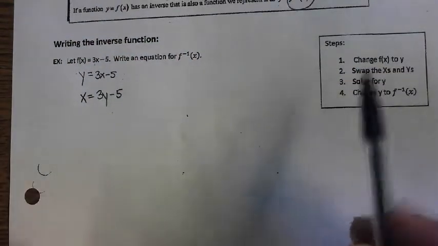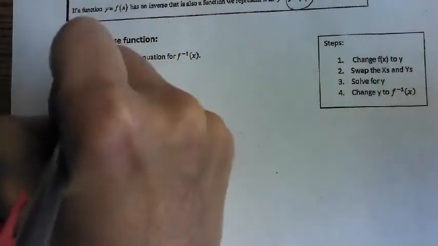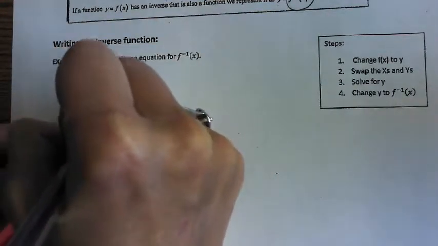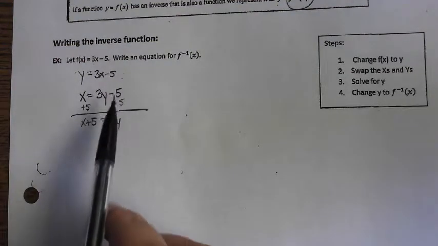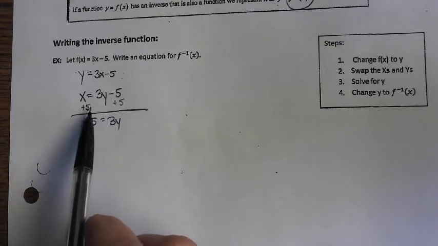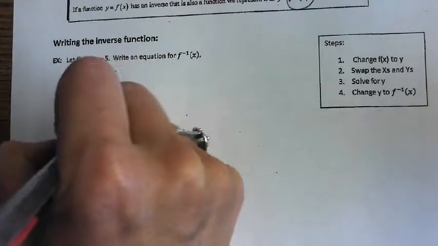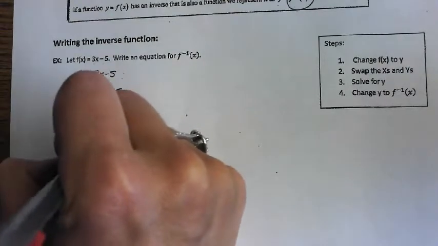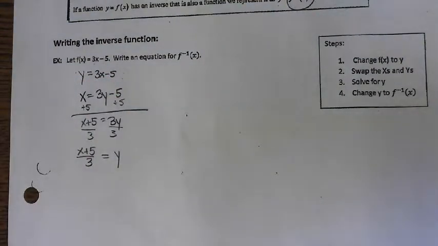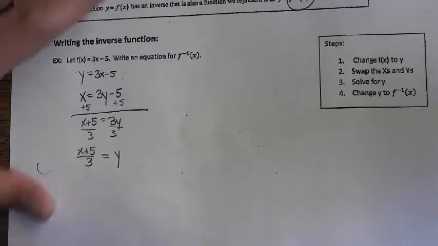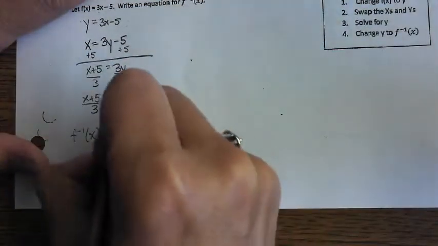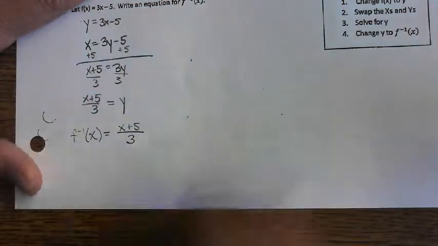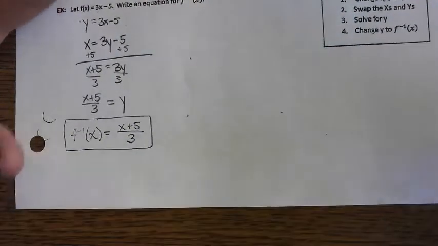And then you just solve for y, so I'm going to add the 5 over. And there's where you see that unraveling. If the last thing you do was subtract 5, that's the first thing we undo when we're solving. And then we divide both sides by 3. And we get y equals (x plus 5) over 3. And then we just have to clean up our notation. So rather than y equals, we're going to go back to f inverse of x equals (x plus 5) over 3. Okay, simple enough.